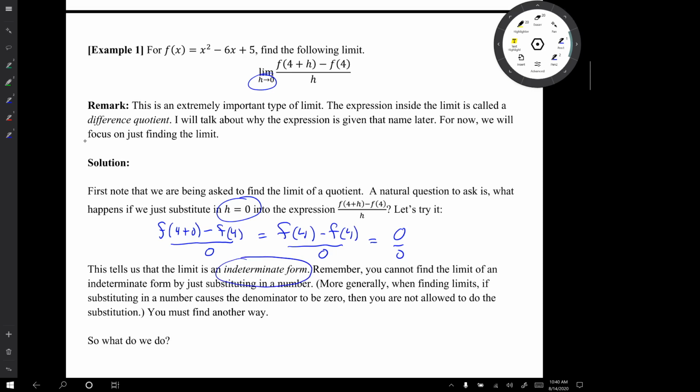Now remember that you can't find the limit of an indeterminate form by just substituting in a number. In general, if you are finding a limit and substituting a number into the limit causes the denominator to be 0, then you're not allowed to do that substitution. You have to find another way. So what do we do?